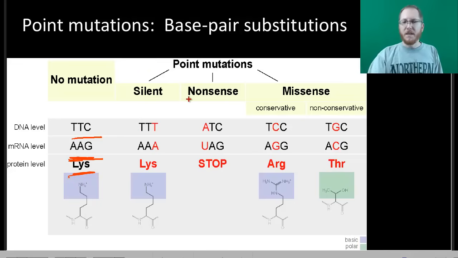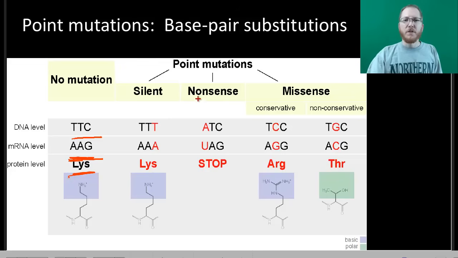Now, the three ways this can pan out. One of the ways is we change this third nucleotide and the wobble kicks in, and so we still get the exact same amino acid. No change overall in what we get at the end. So functionally, we got the same protein, no harm, no foul.